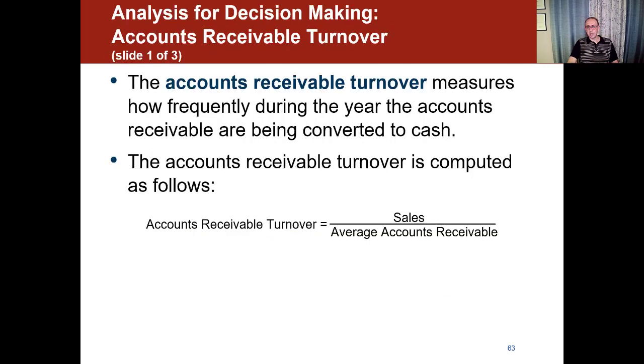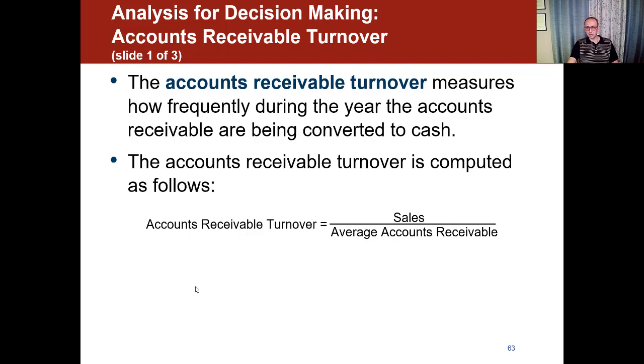The last thing in this chapter we want to talk about is some ratios. The first ratio that we're going to be covering is the accounts receivable turnover ratio. And that's a very important ratio because it tells you how long it takes you to issue an accounts receivable and collect it from the customer. So the accounts receivable turnover measures how frequently during the year the accounts receivable are being converted to cash.